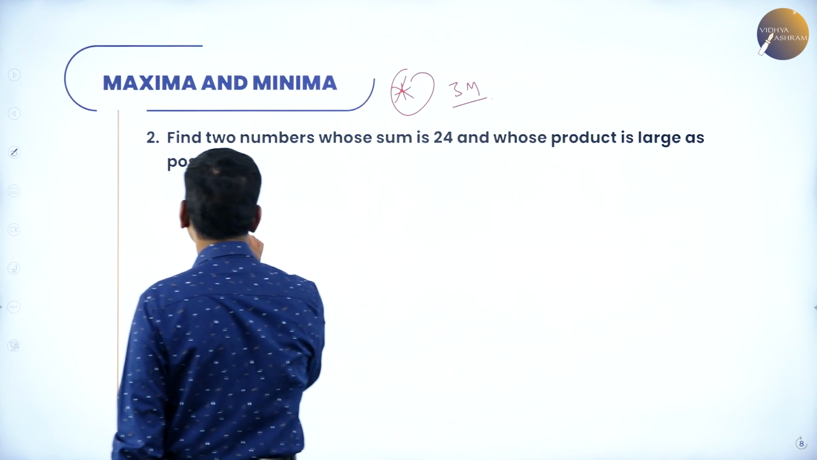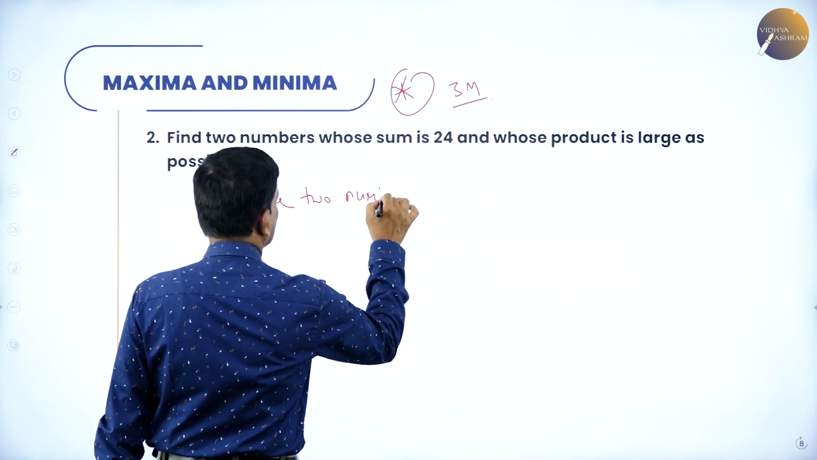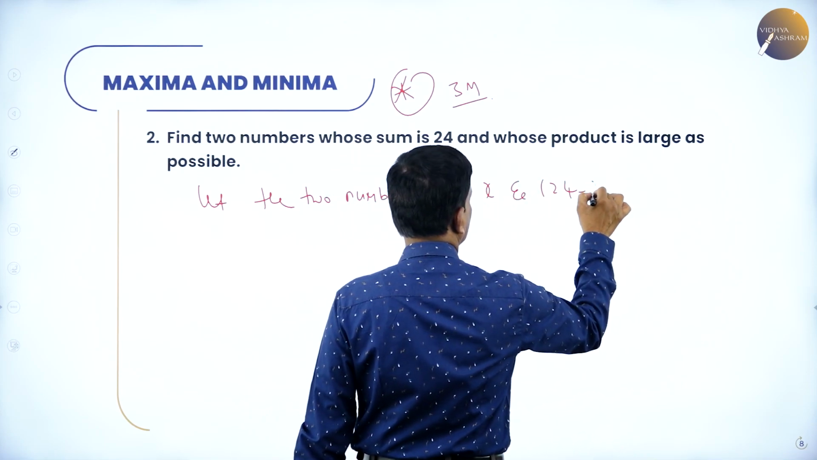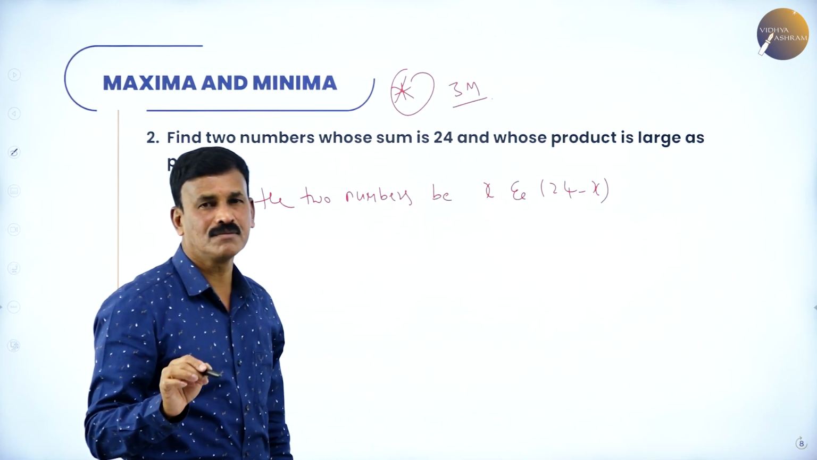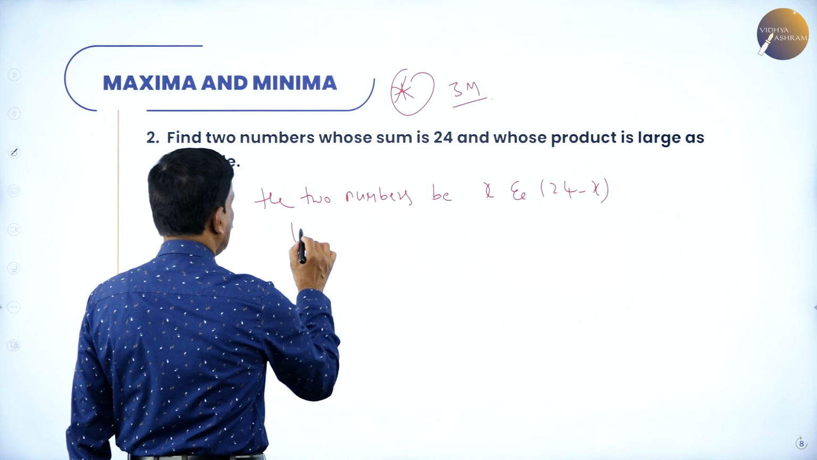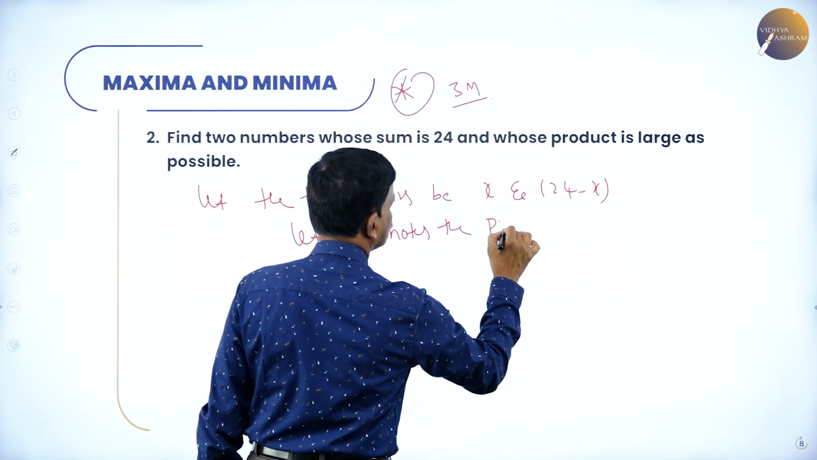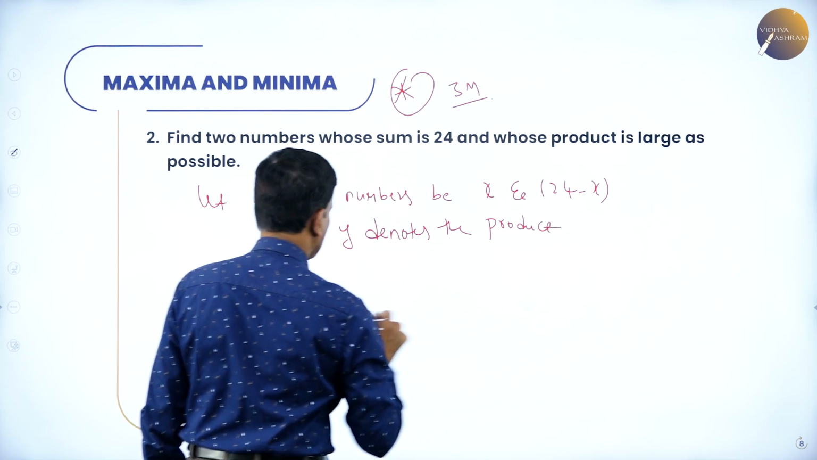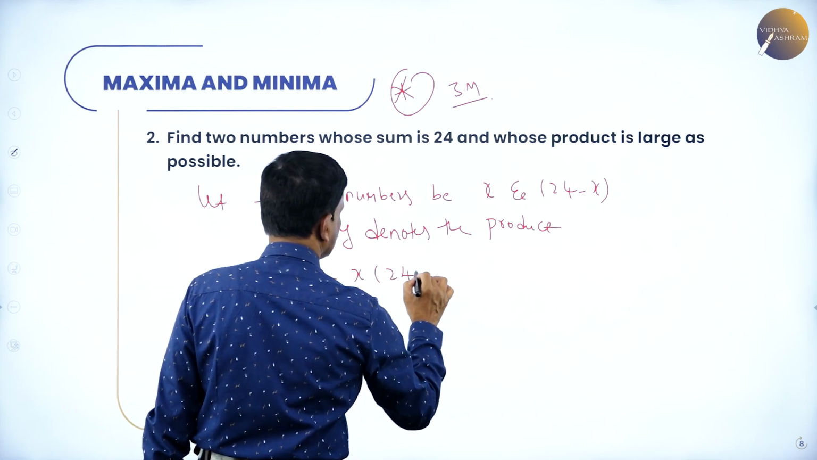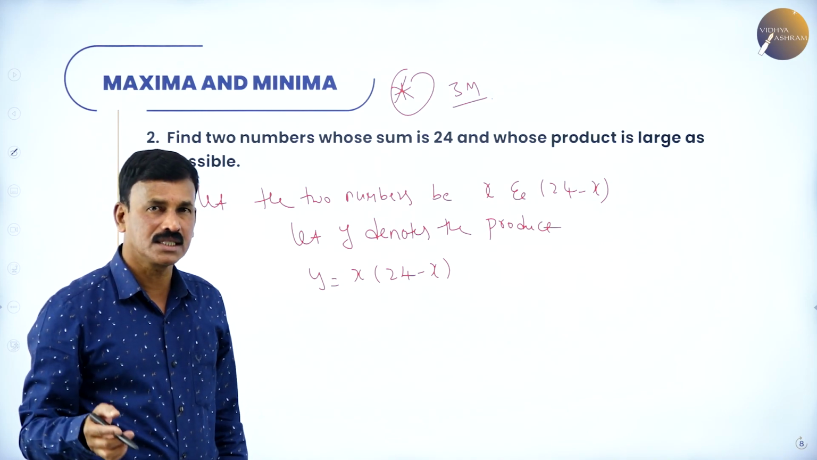Now, let us consider the two numbers. Let the two numbers be, one number is x and the other number will be 24 minus x. Suppose if x is one number, then the other number will be 24 minus x. Now, let us say y denotes the product. Suppose if y denotes the product of two numbers, then y is equal to x into 24 minus x.